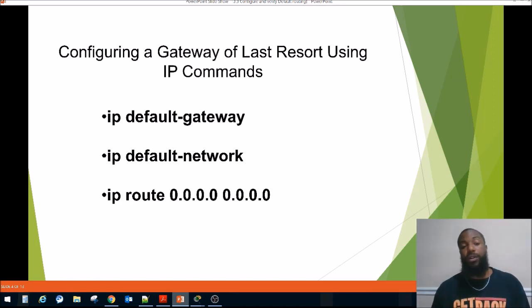So we've got these other commands that we can use to configure what's called the gateway of last resort, using IP commands. Again, the gateway of last resort is our default route. However, a default route is a type of static route. That's why some of these commands might look or sound redundant from the last video. IP route, we discussed that in the last video. So we're going to discuss each one of these, then I'm going to give you an example in Packet Tracer.